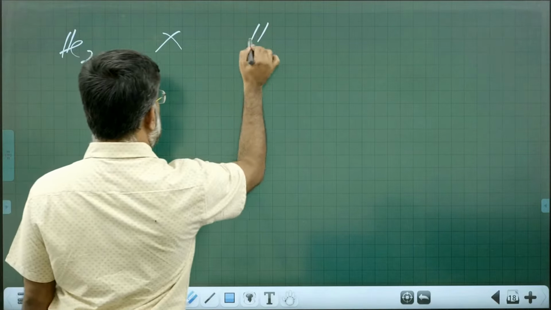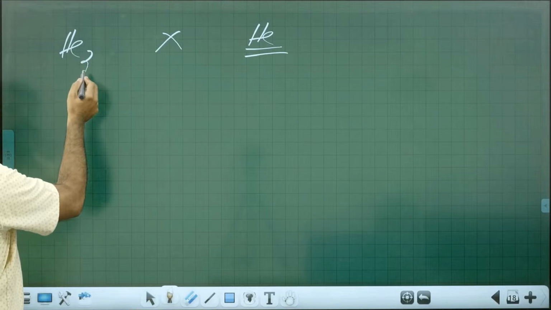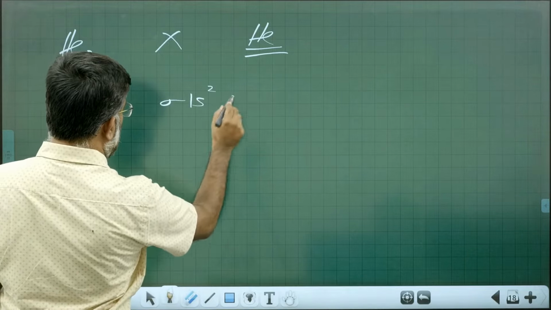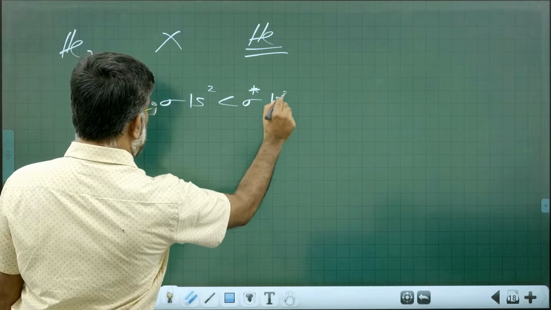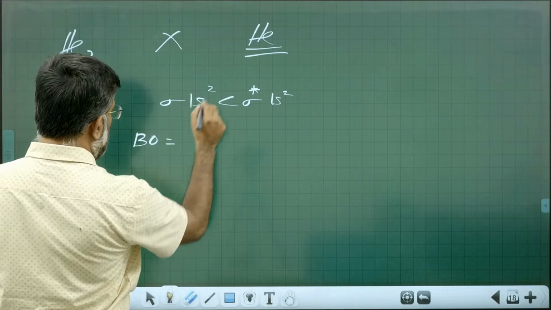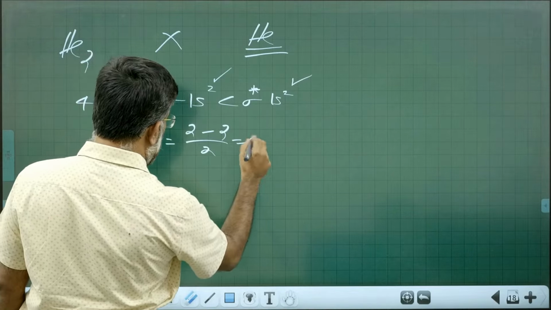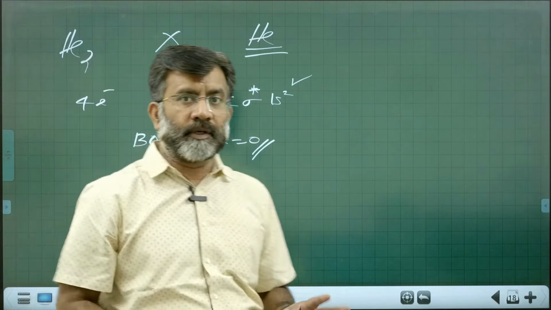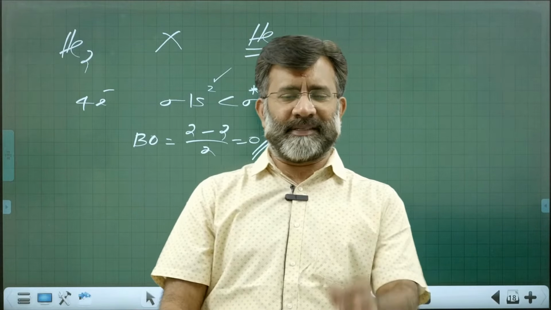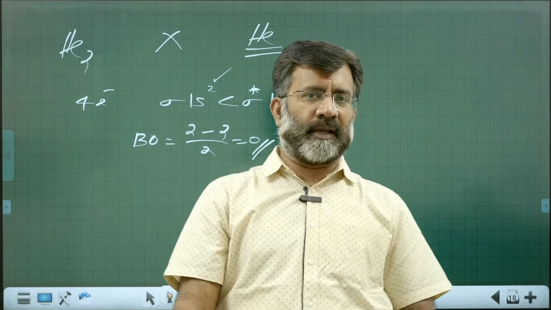We know helium is monoatomic. Why? Helium contains 2 electrons, He2 contains 4 electrons. It will be sigma 1s2, sigma star 1s2. And you have bond order equal to Nb minus Na by 2. 2 minus 2 by 2, you are getting 0. Bond order 0 means such a system does not exist. Bond order means the number of bonds between the atoms. Such a species cannot exist.